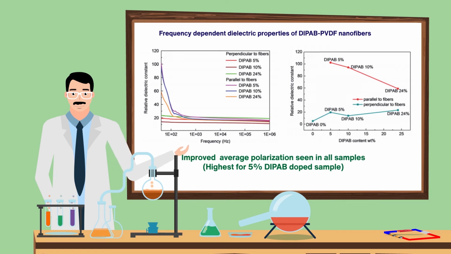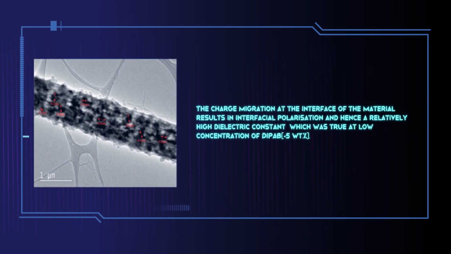The measurements performed along the length as well as perpendicular to the length of nanofibers confirmed the alignment of dipoles in uniaxial direction. Due to the large difference in the electrical conductivities of PVDF and DIPAB, the charges can migrate and accumulate at the interface of the materials. This results in interfacial polarization, and hence a relatively high dielectric constant.